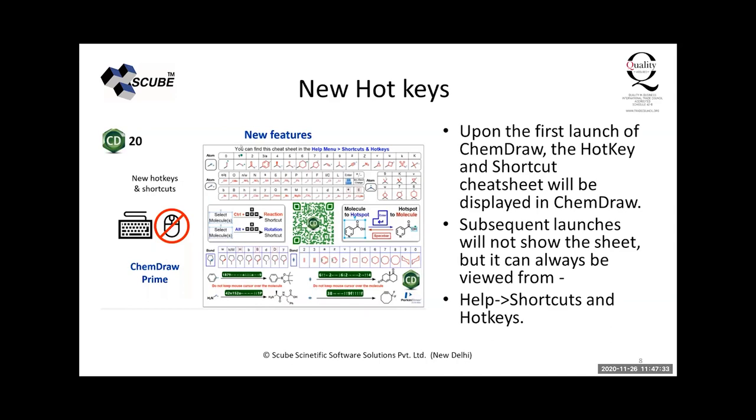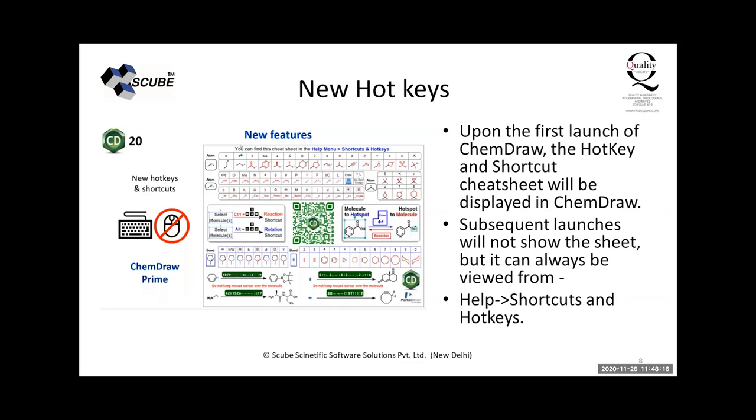So there are new hotkeys. What hotkeys are is, instead of the mouse, you can use the keyboard to draw the particular molecules, right? So if I press 1, it will be a single bond. If I press 2, it would be a double bond. If I press 3, it would be a triple bond, like that, right? And if I press A, it would be a benzene ring, like that. So it allows you to draw the structure in a faster way, and it will ultimately save your time to draw the molecules.